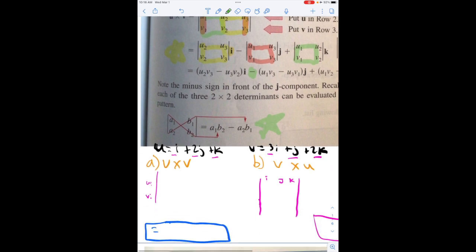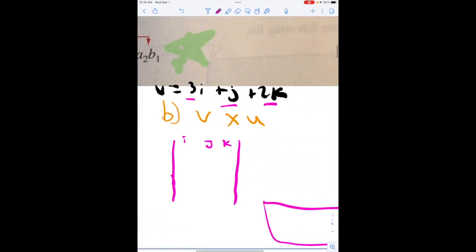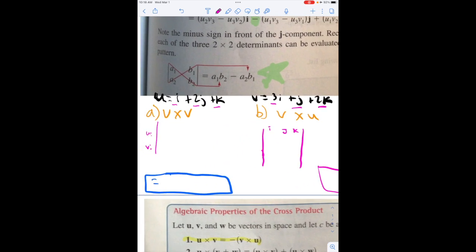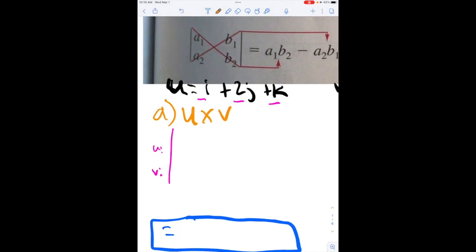So let's do an example. Let's say that U equals I plus 2J plus K, and V equals 3I plus J plus 2K. Find each cross product. Of the different examples, we're going to do for sure at least one. A is U cross V, so let's do that one first.